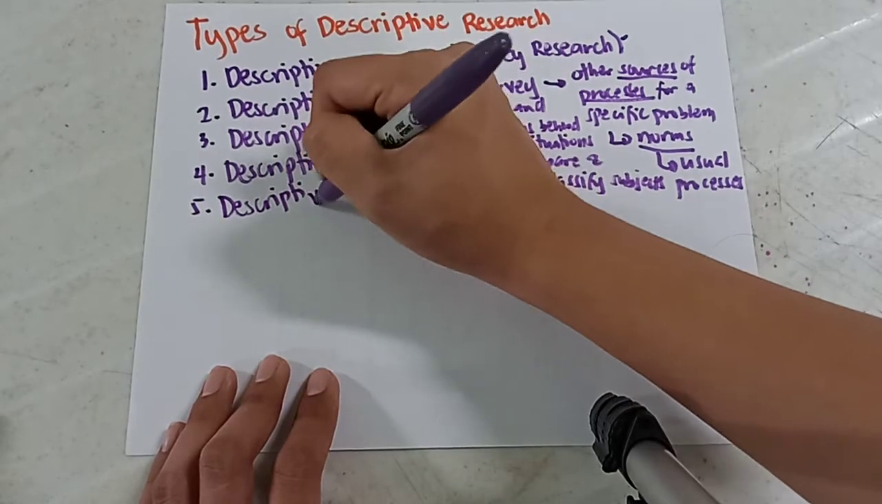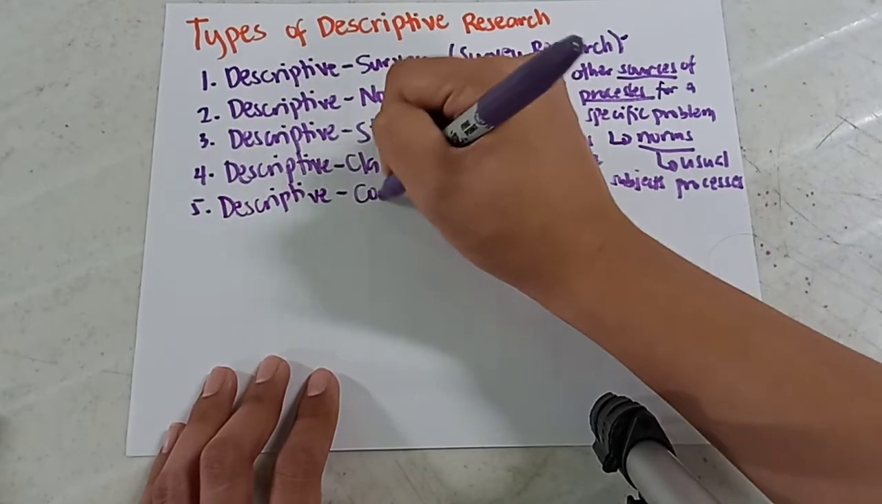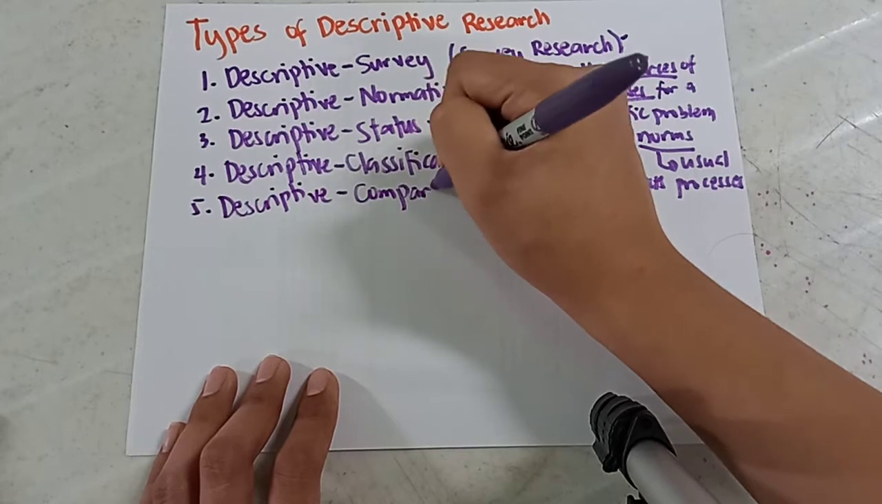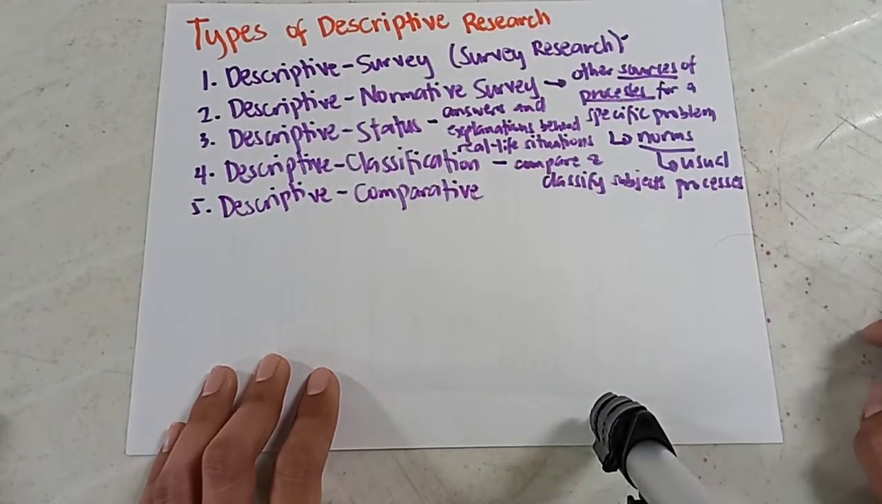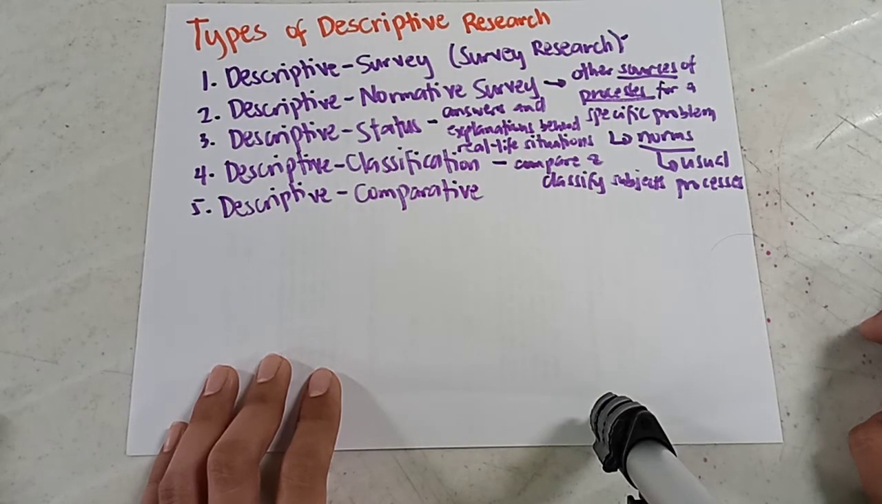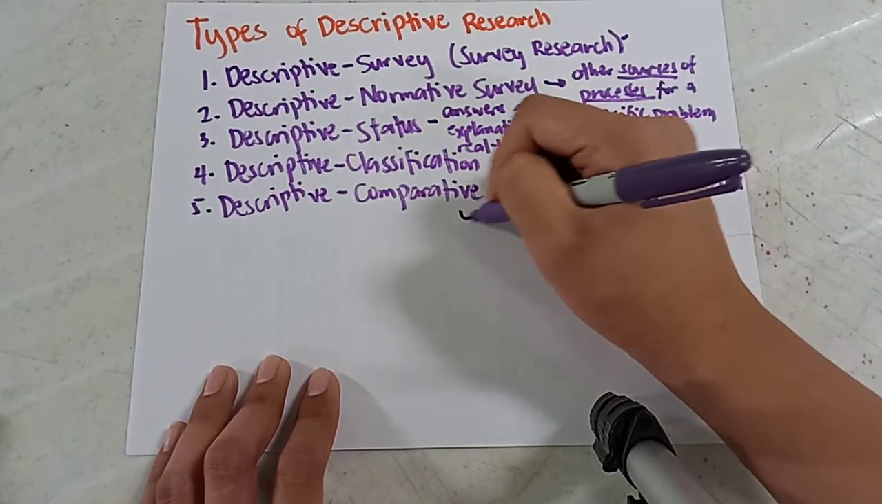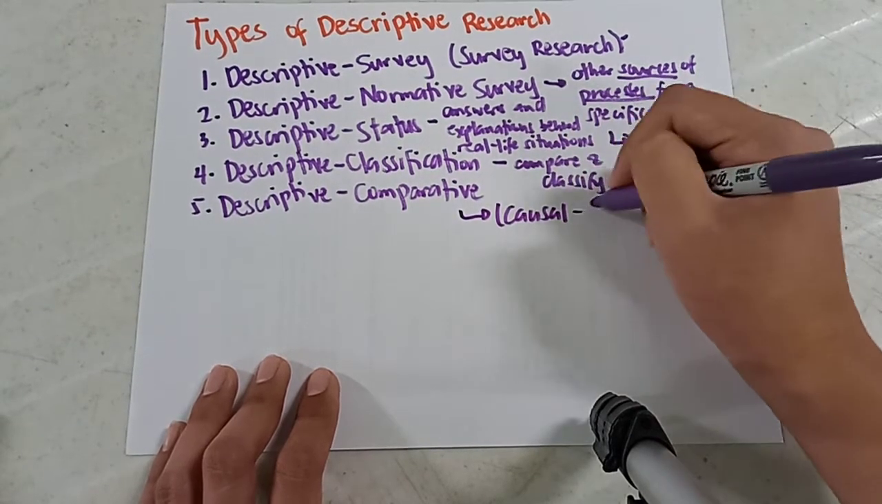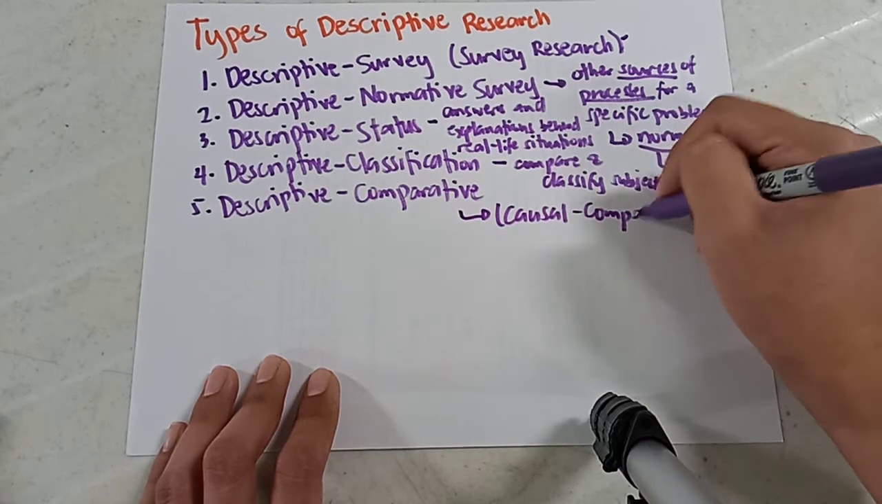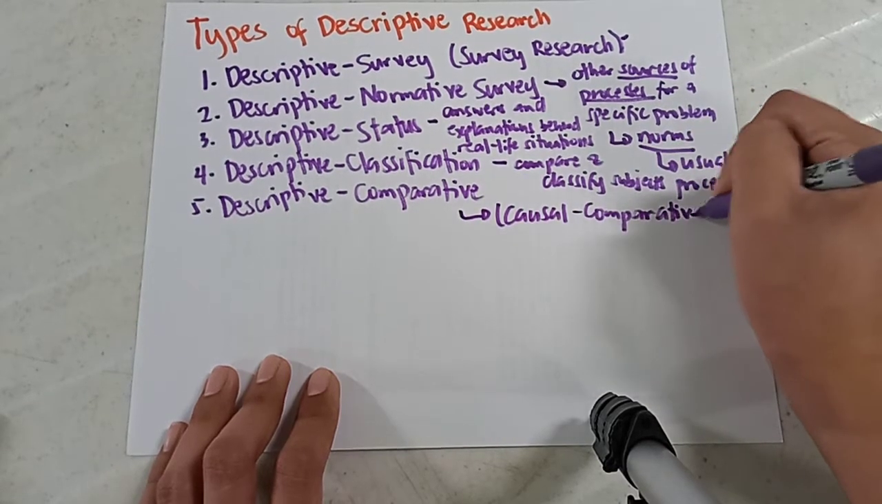Then, number 5, we have descriptive comparative. Okay? From the name itself, comparative, as the name suggests, it aims to compare and contrast, and also to evaluate two variables that are not manipulated. So meaning to say, descriptive comparative is the causal comparative research.